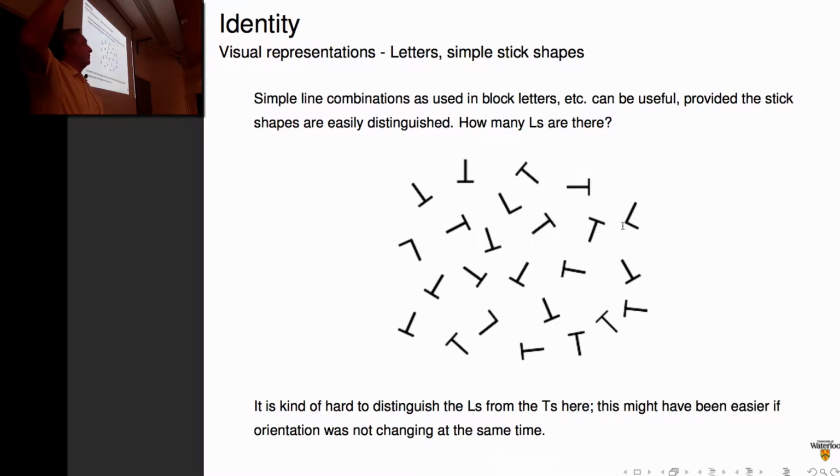3? Guys, I've got to be a little prouder of you. So more people see 3. 4? 5? So it's a little hard. I think there are in fact 4 of them there.